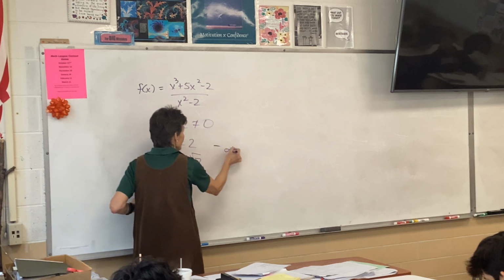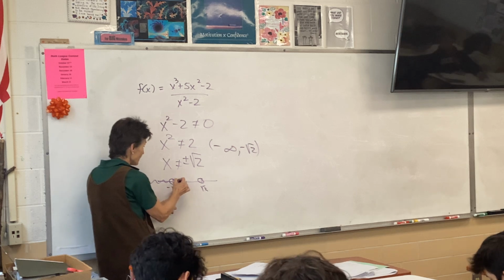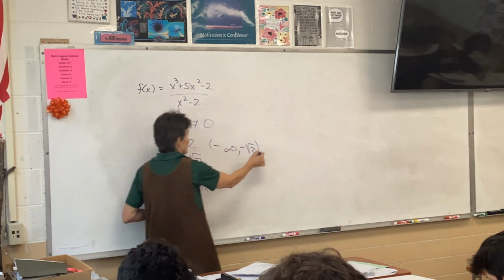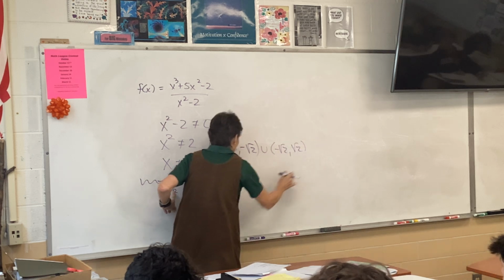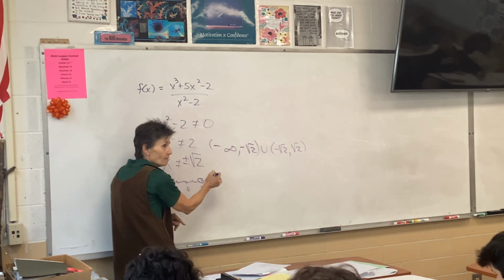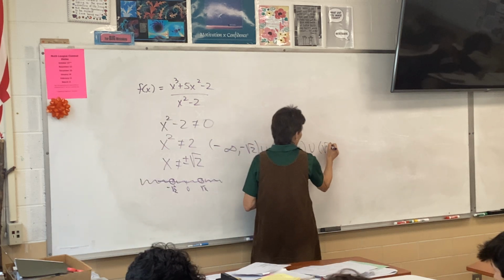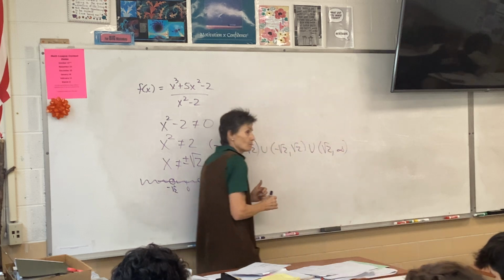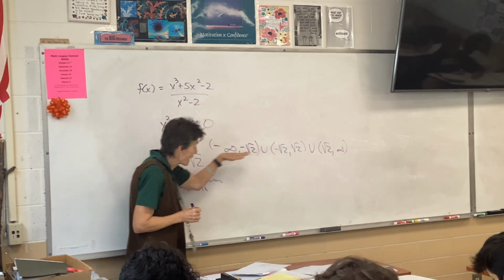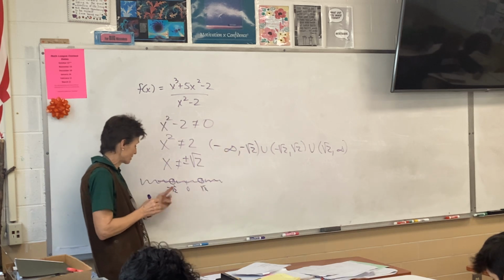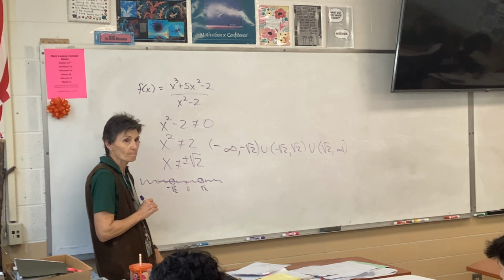So negative infinity to negative root 2. It can be all of this. So negative root 2 to root 2. And it can be all of that. So in other words, it can be everything except root 2 and negative root 2, right? So I would have to write it out like that, but it's basically just the whole number line with those 2 openings in it. Is that okay? All right.